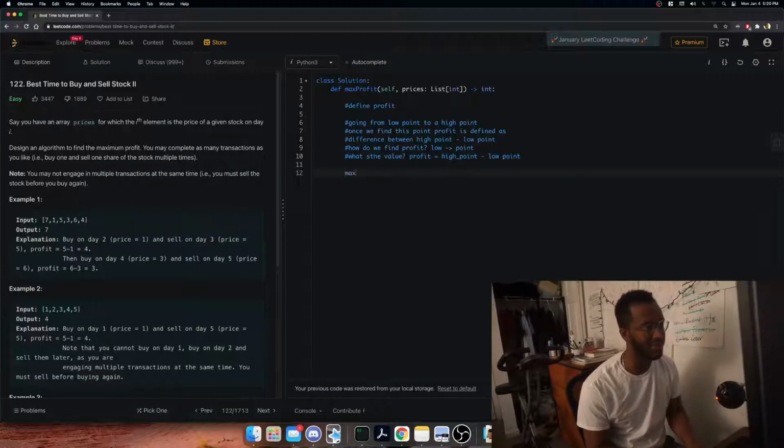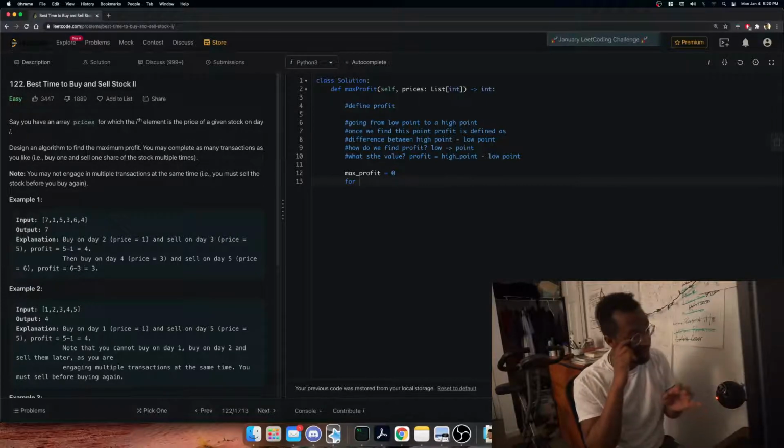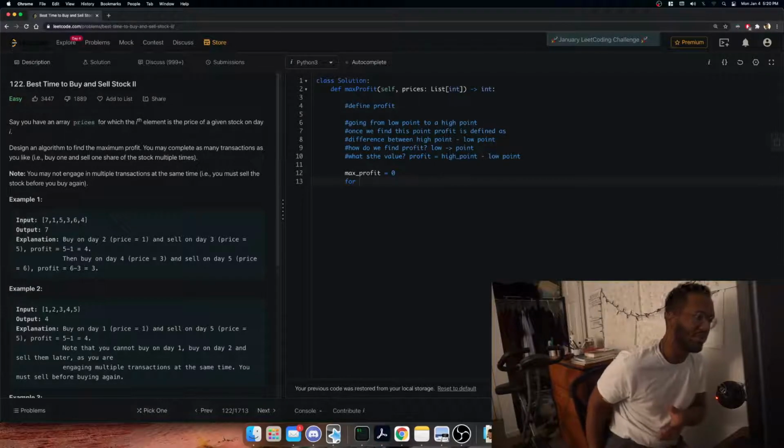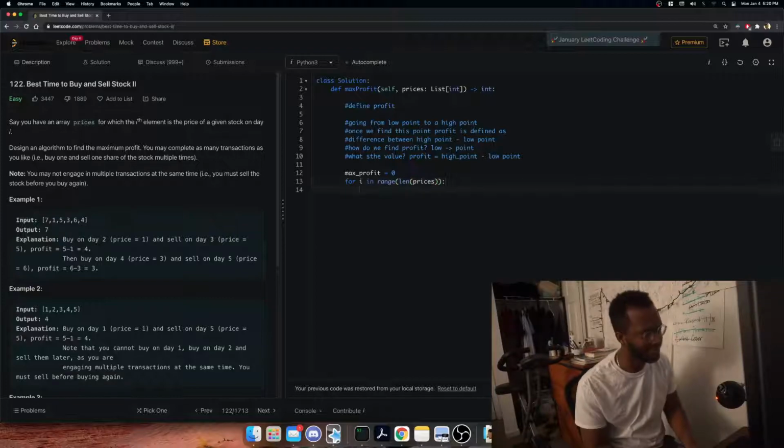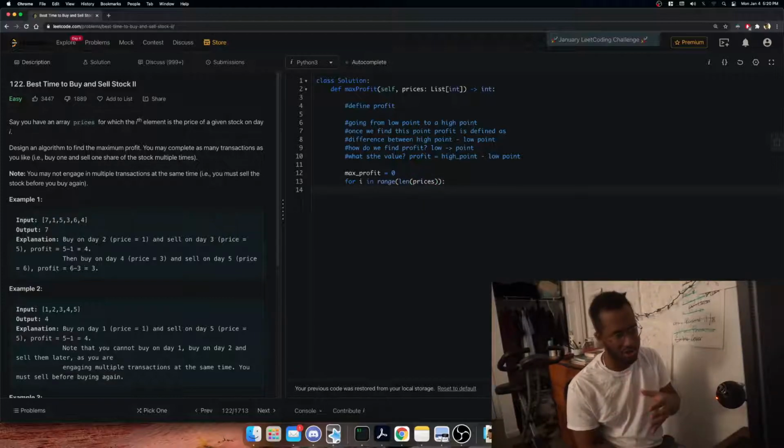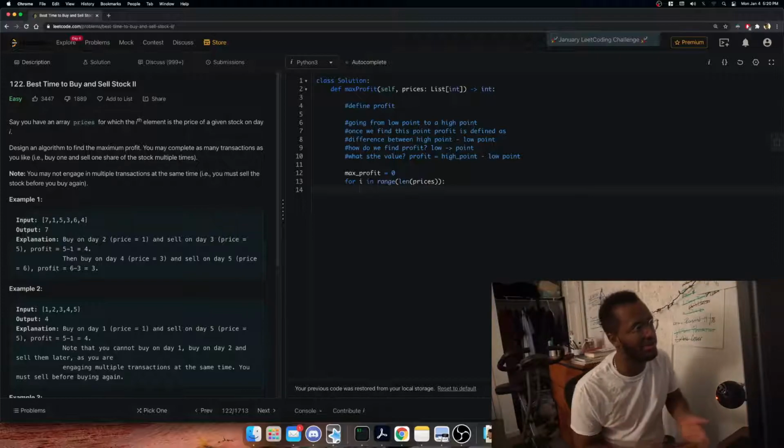So we can just iterate through. Max profit here is going to be equal to 0 because we're starting at 0 for our maximum profit. Since we're going to be checking to see if we can define something as profit, we need to do this with indices. So we can do for I in range len of prices. And then, like we said, we just want to sum the differences of all of the points where we make money. And we say, well, how do we find profit?